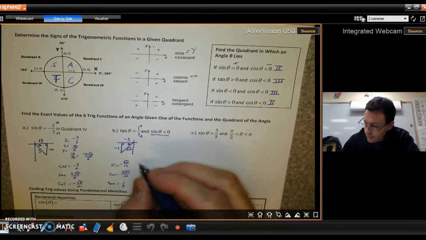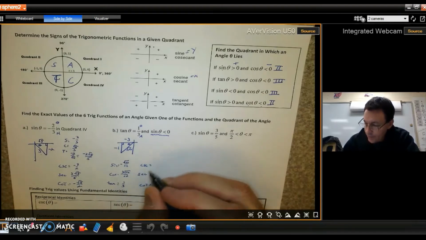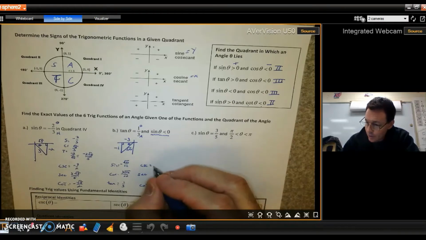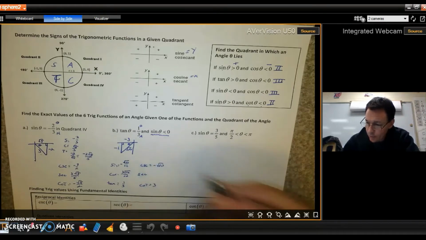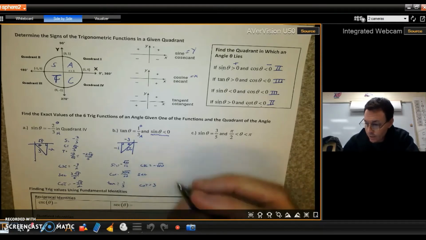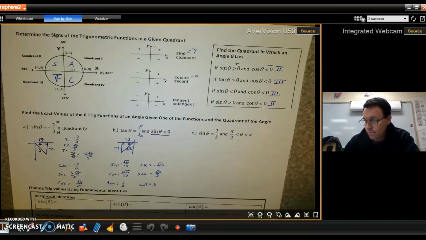Okay, as far as the cosecant and the secant go, again, remember, this used to be 1 over radical 10, so I'm going to flip that and just get radical 10 over 1. This was 3 over radical 10, so that's what I'm going to flip and get radical 10 over 3. And there you go.